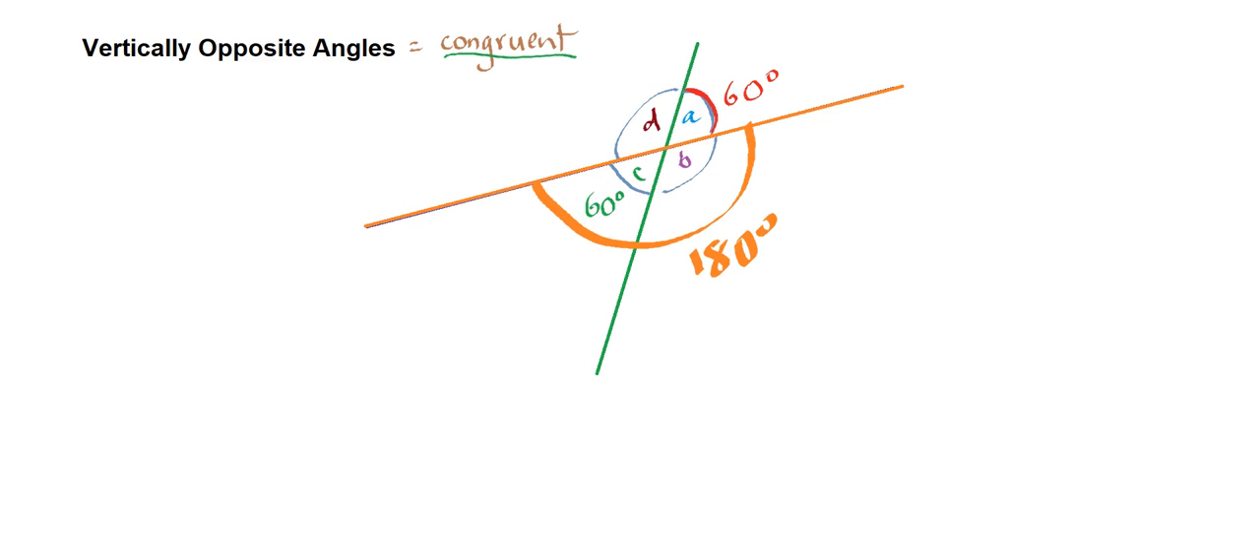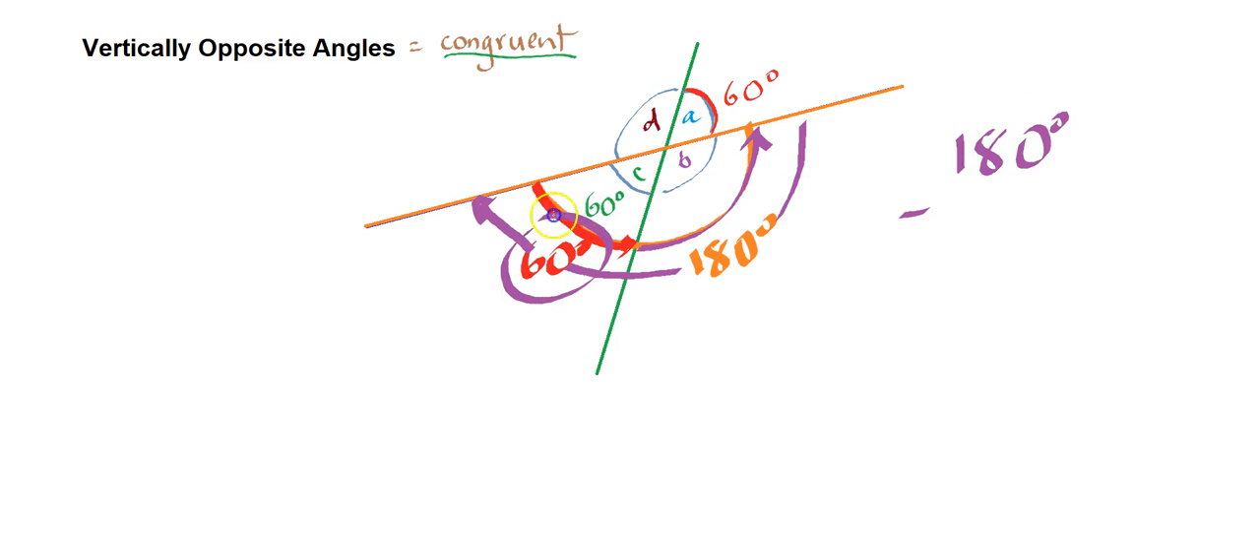I now know that from here to here is 60 degrees. So all I'm left to do is to figure out from here to here, how far is that? The whole thing, remember, is 180. So I take 180, that's the total, and I minus what I already know, the part that I know, which was 60. So what's left? 120 degrees. And so now I know that B is 120 degrees.